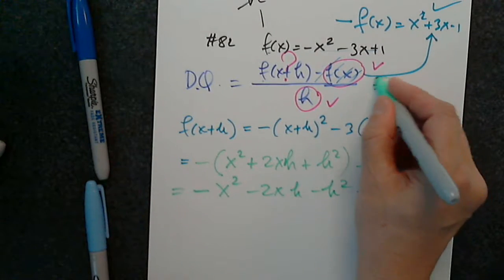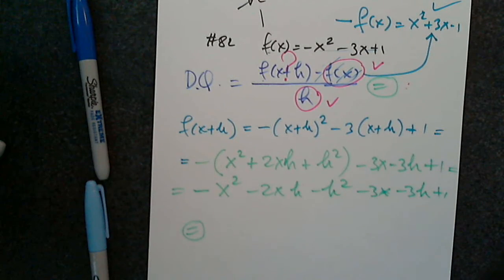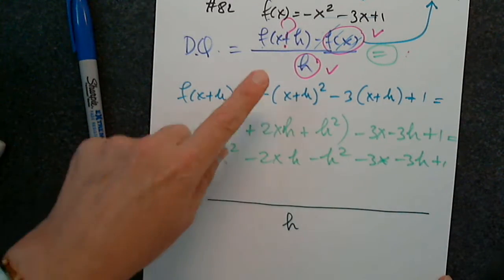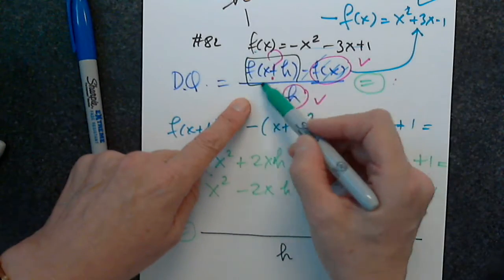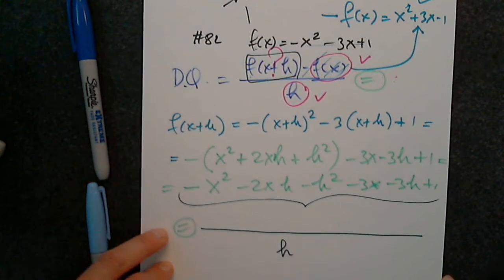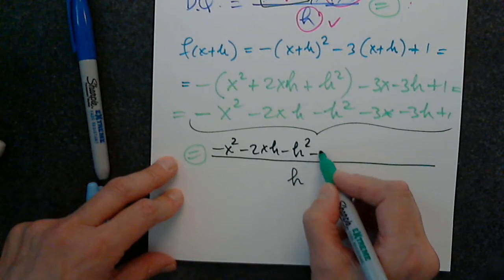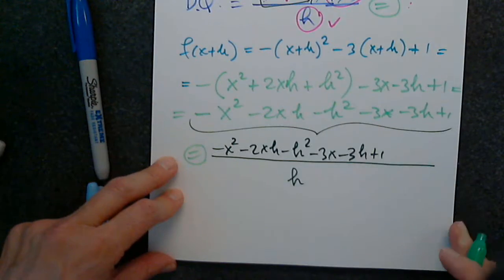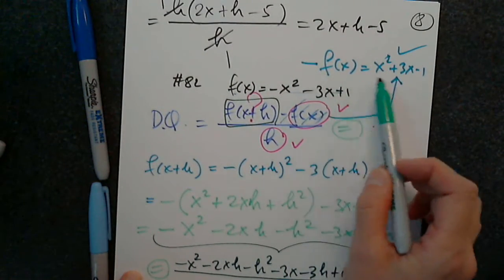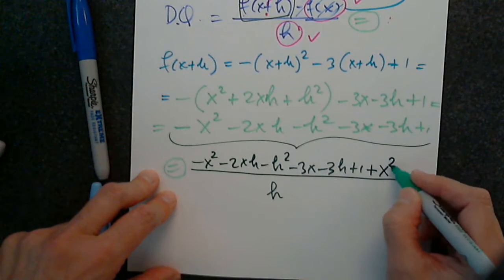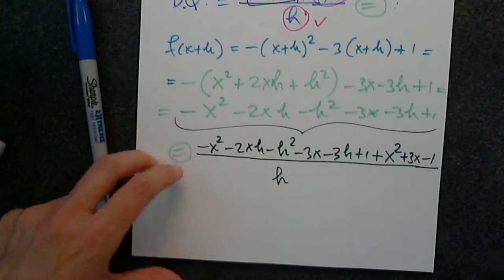Good, so now we have all three pieces. Let's put everything together. So this piece is what we just determined, so I have to copy the whole thing. Negative x squared minus 2xh minus h squared minus 3x minus 3h plus 1. We already multiplied this by negative 1, which is good, but be very careful. You have to put plus x squared plus 3x minus 1.